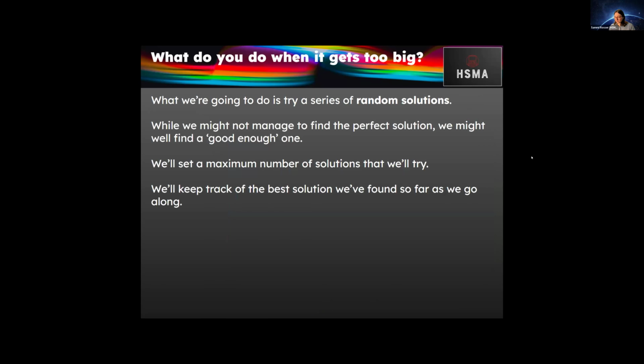So the simplest way to deal with these very, very big problems is to do a series of random solutions. We might not find the perfect solution, but we will probably find a good enough one. So instead of the complete set of all possible outputs, we keep generating random solutions. You will have noticed in the code that there was a bit where we generated just one random solution. Well, we'll just keep generating random solutions.